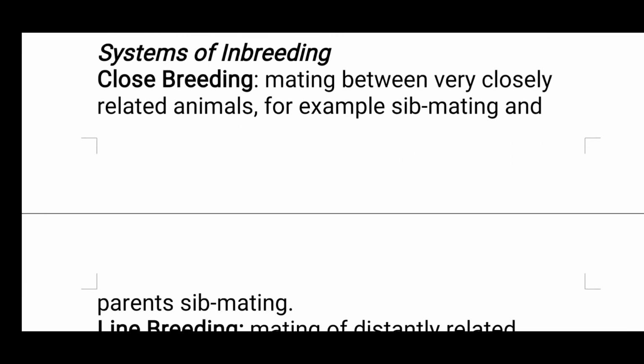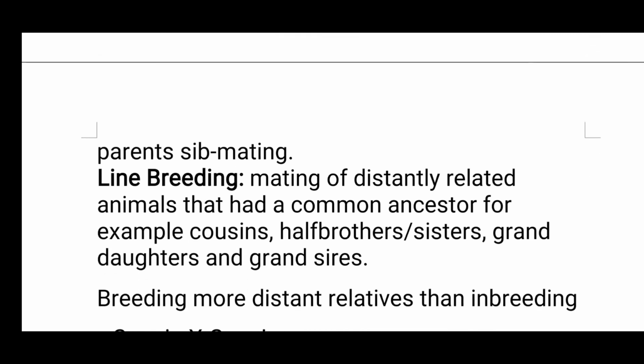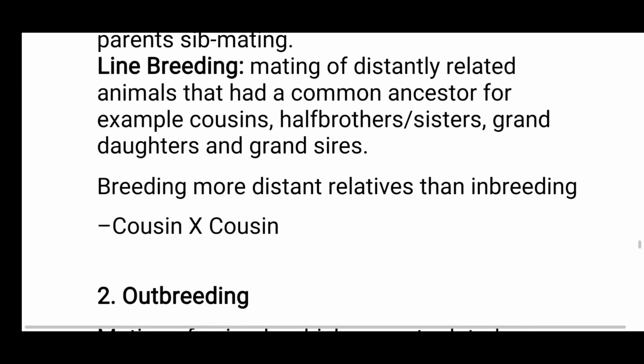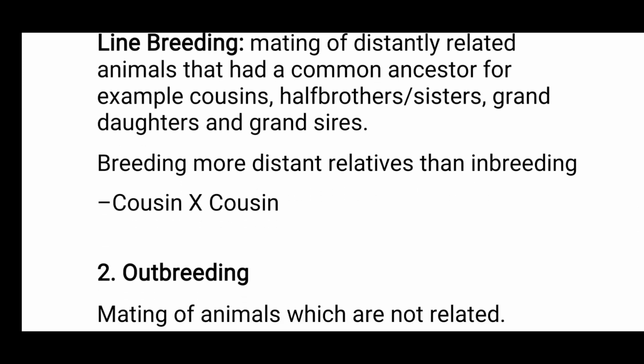Next topic is systems of inbreeding. First, close breeding: mating between very closely related animals, for example sire-daughter mating and parent-offspring mating. Next is line breeding: mating of distantly related animals that had a common ancestor, for example cousins, half brothers and sisters, granddaughters and grandsires. Breeding more distantly related than inbreeding, such as cousins.